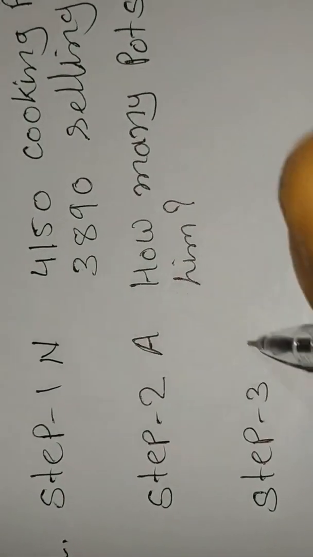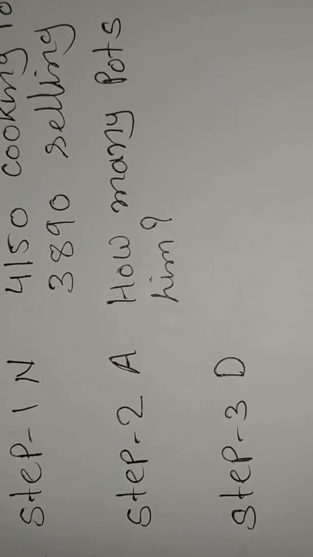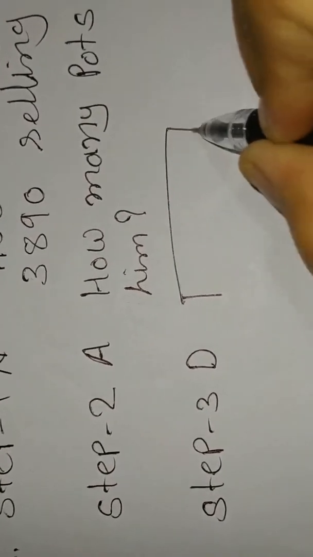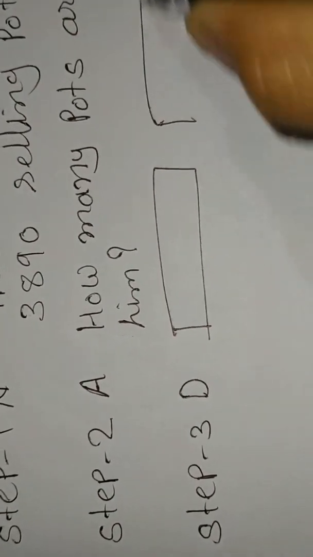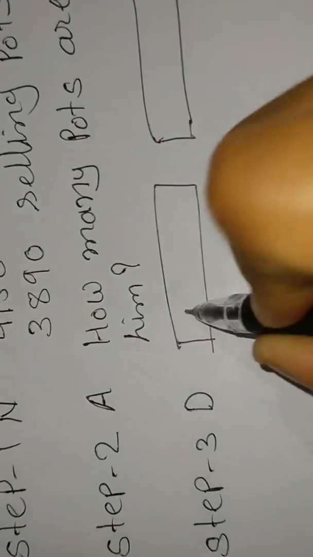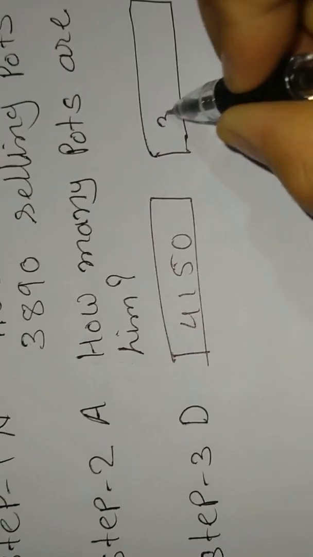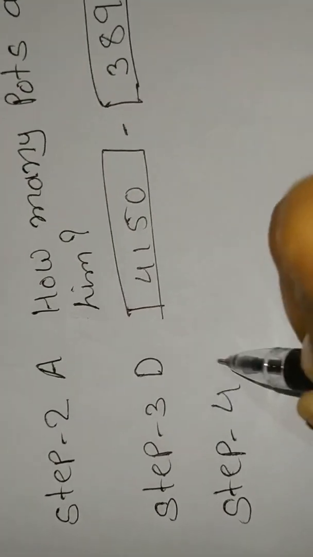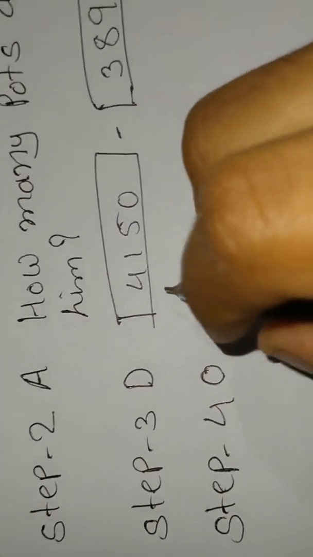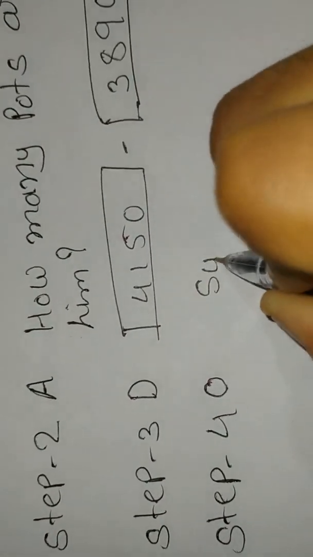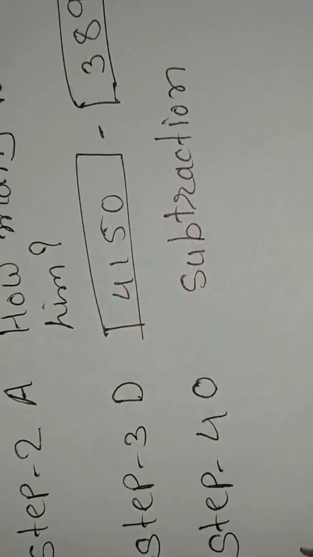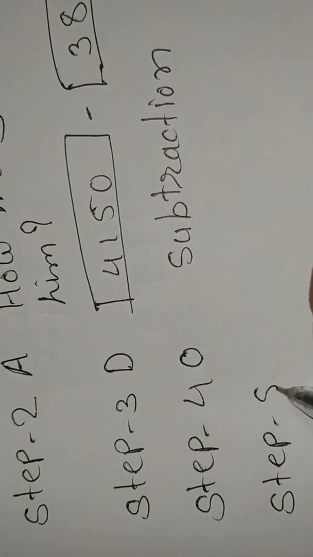Step number 3, D, that means draw for understanding. In that we have to draw two boxes. In the first box we have to write 4,115, and in the second one 3,819. Step number 4, operation. Which operation will we use? We have to use subtraction. Step number 5 is the solution.